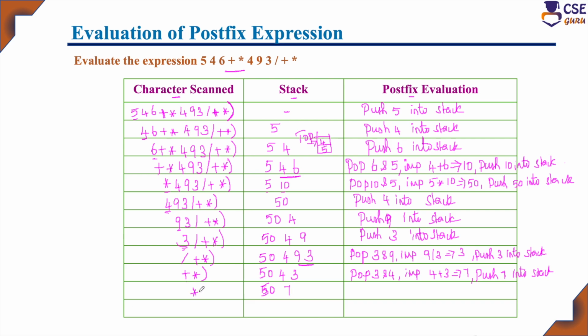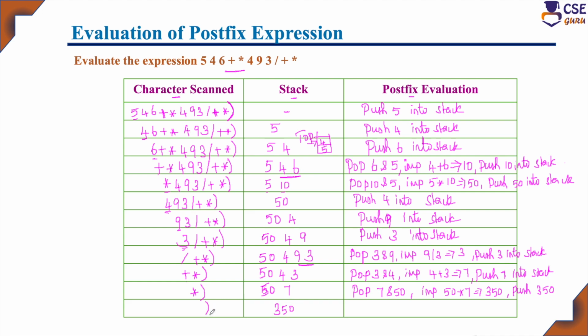And next is the multiplication operator. Now the top 2 elements you have to pop and you have to implement multiplication. So 50 into 7. The result you will get is 350. Now the result you have to push back into the stack. 350 you have to push back into the stack.